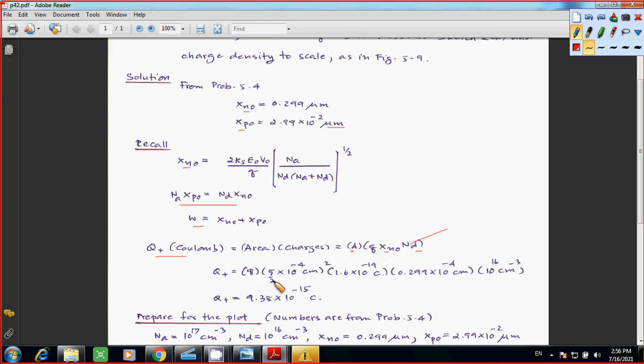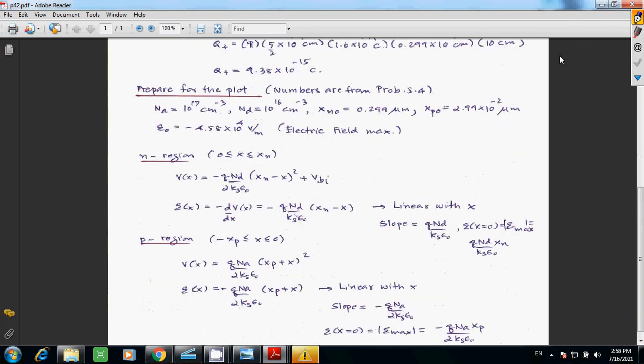For the cross section as circular with the diameter of 5 micrometer, your area becomes pi r squared. That's 5/2 for r, and then you convert from micrometer to centimeter. You have 10 to the negative fourth, and this is your Q, and this is your x n0 as we calculated previously, and this is your ND, 10 to the 16. This is your charge, 9.38 times 10 to the negative 15th.